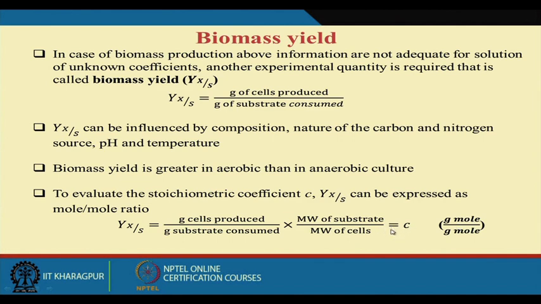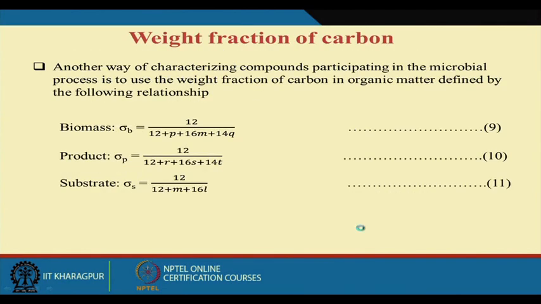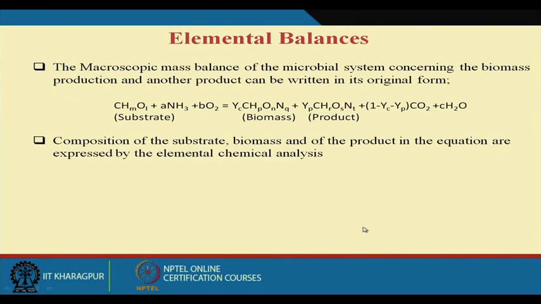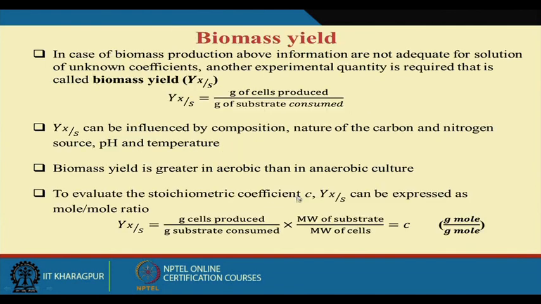If you look at our equation, here you have Y C. What is the value of Y C? Y C is the gram atom of biomass produced per gram atom of substrate. That is the ratio that you can calculate here. If you divide by the molecular weight, you can get the gram moles per gram atom of substrate, you can easily find it out.